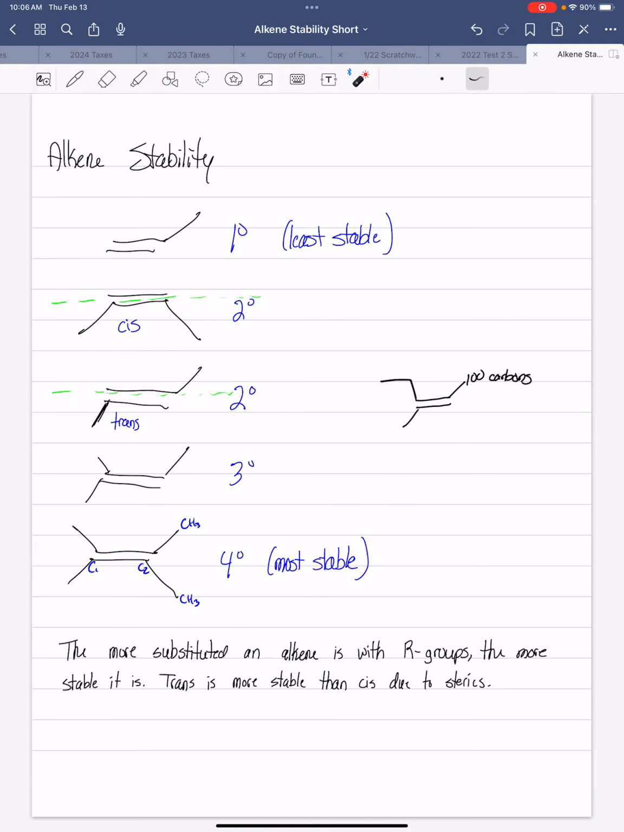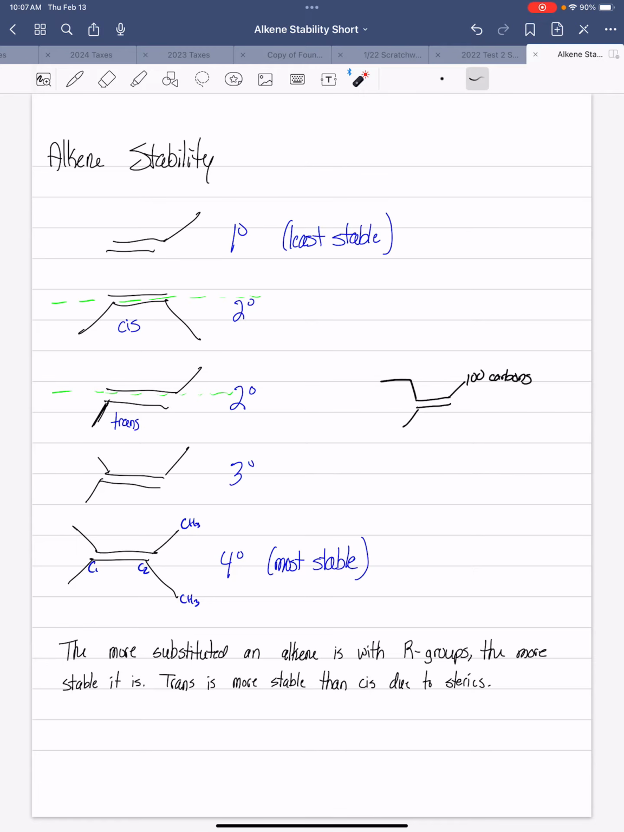And when we start talking about the addition mechanism, those always start with an alkene, and it will be important to know what side of the alkene is more substituted. The more substituted an alkene is with R groups or carbon-to-carbon bonds, the more stable it is.